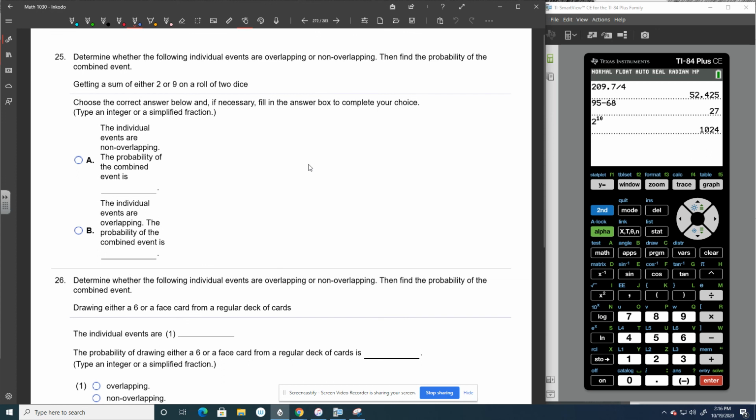Next, determine whether the following individual event is overlapping or not, then find the probability. So getting a sum of either 2 or 9.